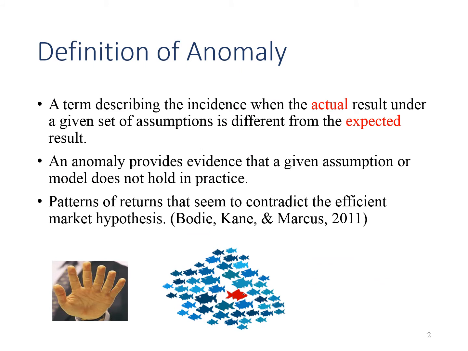What is anomaly? Anomaly is a deviation from the basic proposition that the market is efficient. According to the definition of Bodie, Kane, and Marcus, anomalies are patterns of returns that seem to contradict the efficient market hypothesis. It is an inexplicable pattern of abnormal stock return. In most instances, special or abnormal gains are achieved beyond what the market would normally provide, even after adjustment for risk.